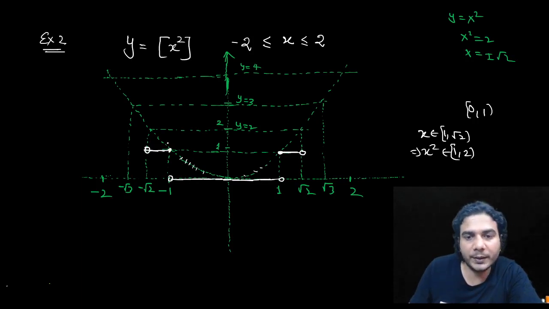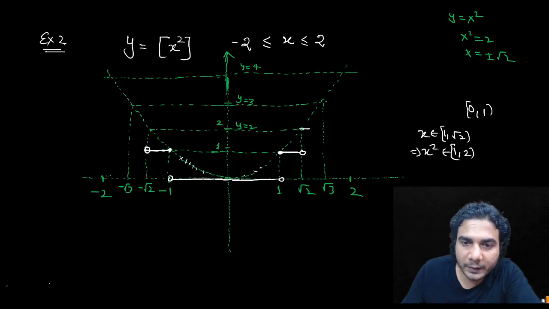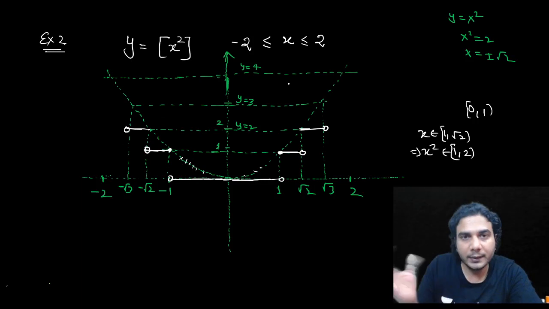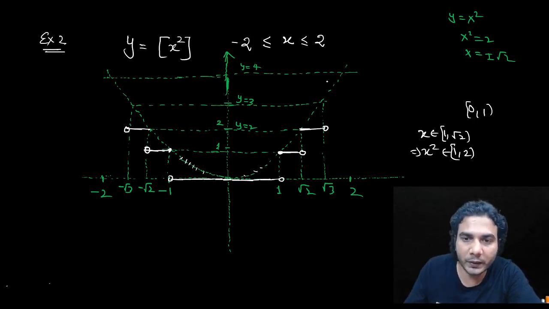All right, this will be open. This was the greatest integer equal to 1. Now the greatest integer will become 2 when x lies between root 2 to root 3, because x square will be between 2 to 3. And here also the same thing, on the left hand side it will be open symmetrically. It's an even function, so it is a mirror image about the y axis.